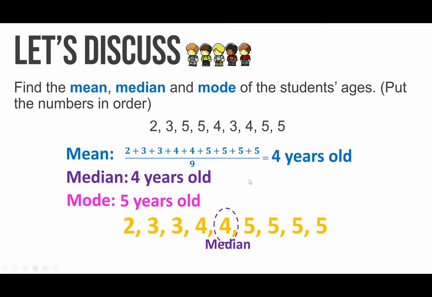So if I were to say, oh yeah, everyone there at the daycare, they're around 4, 4, 5 years old. Yeah, that's pretty accurate. That's good. These numbers are really good.